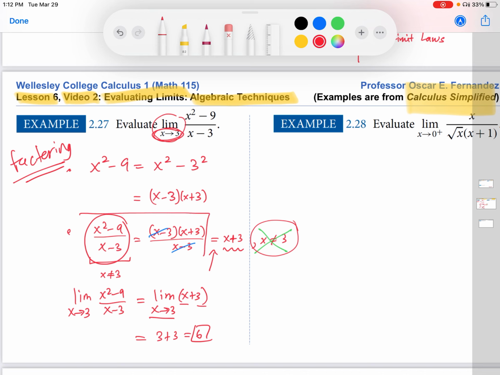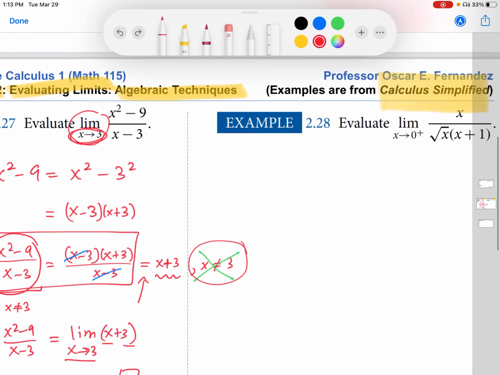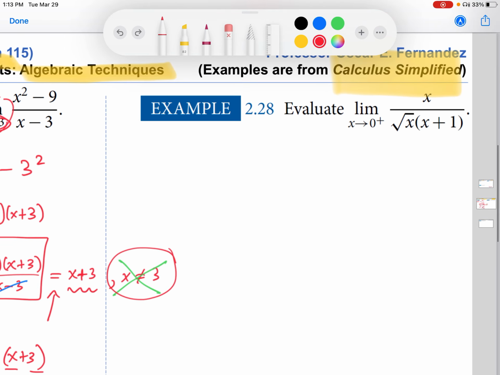We're doing it over here, right? Right there specifically. One thing you can definitely use to help you evaluate limits algebraically. Let's talk about another technique here. So we are going to use, in this case, rationalization.